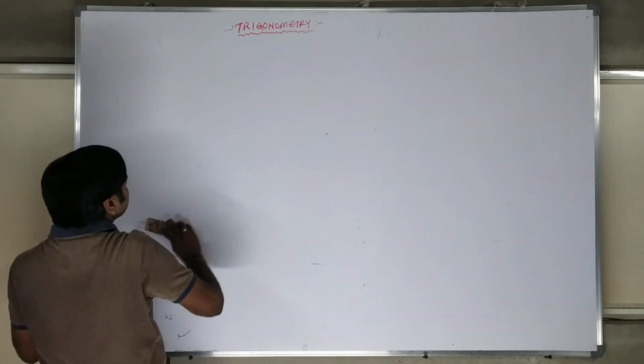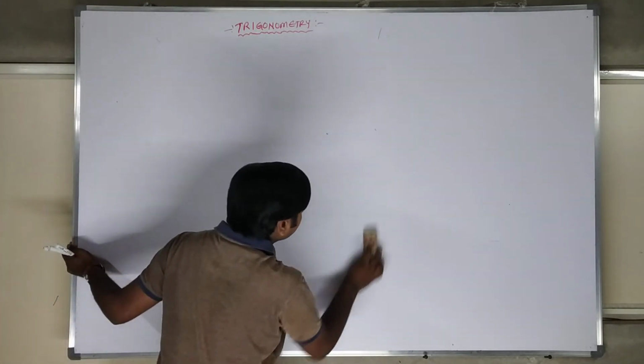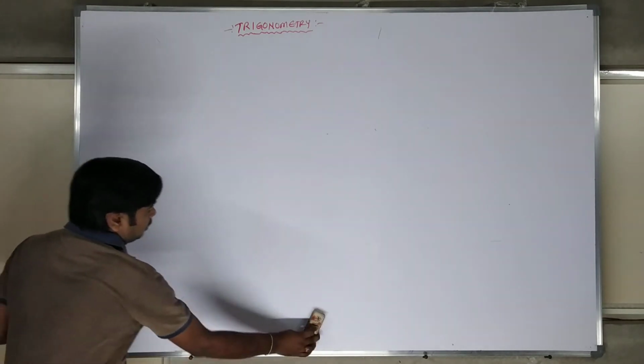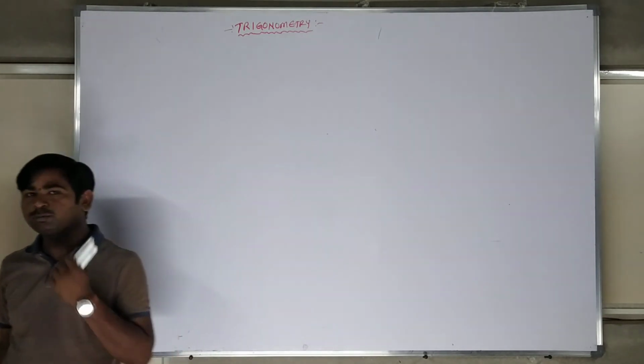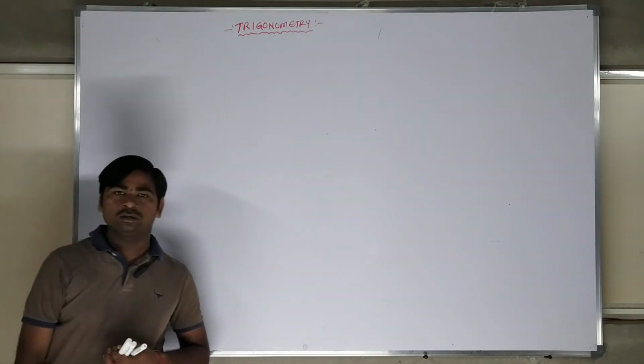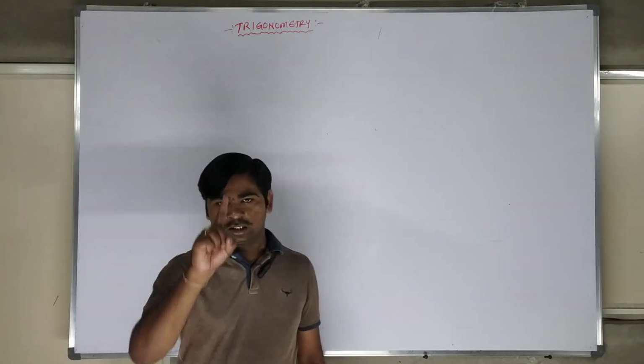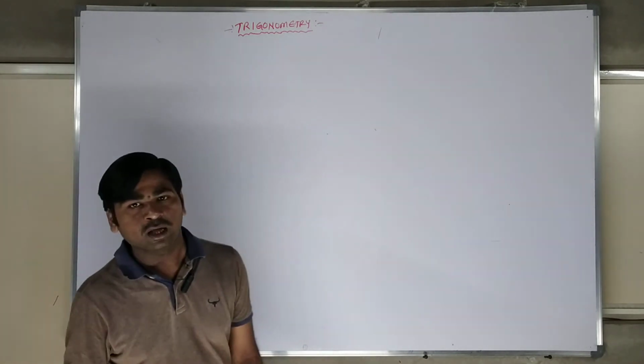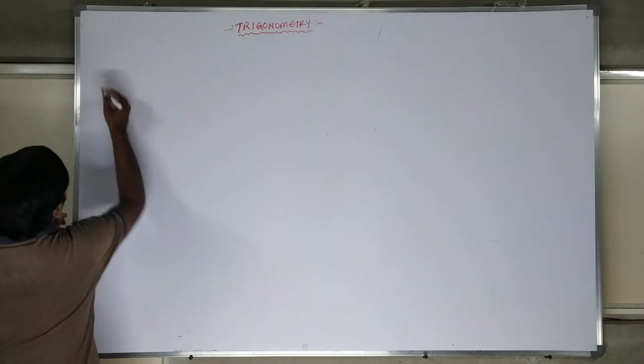The second problem is about the six trigonometric ratios: sin A, cos A, tan A, cot A, secant A, and cosecant A. Out of the six, they will mention one, and you need to calculate the others. Here is the first problem.